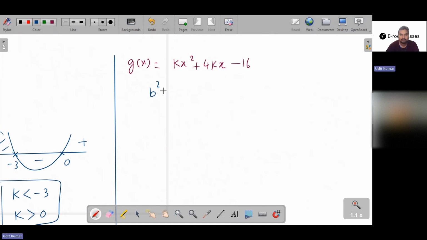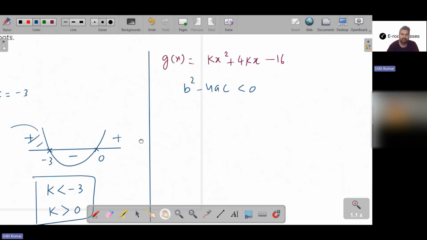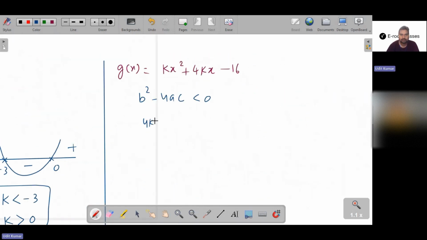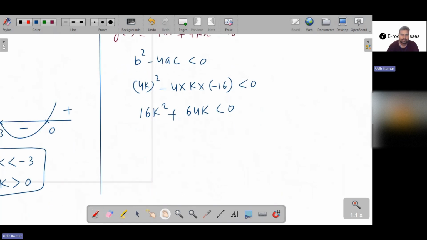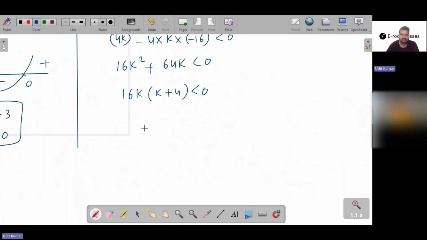Same, b squared minus 4ac will be less than 0 because it has no real root. In this case, b squared means (4k) squared minus 4 times a, which is k, times minus 16, is less than 0, which means 16k squared plus 64k is less than 0. And if you take 16k common, you will get k plus 4 is less than 0, which means the critical points are k equals 0 and k equals minus 4.